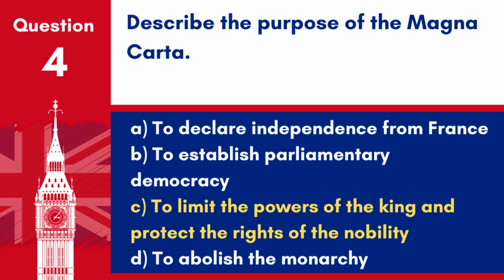Answer: C. To limit the powers of the king and protect the rights of the nobility. The Magna Carta, signed in 1215, was crucial in limiting royal authority and establishing legal principles.